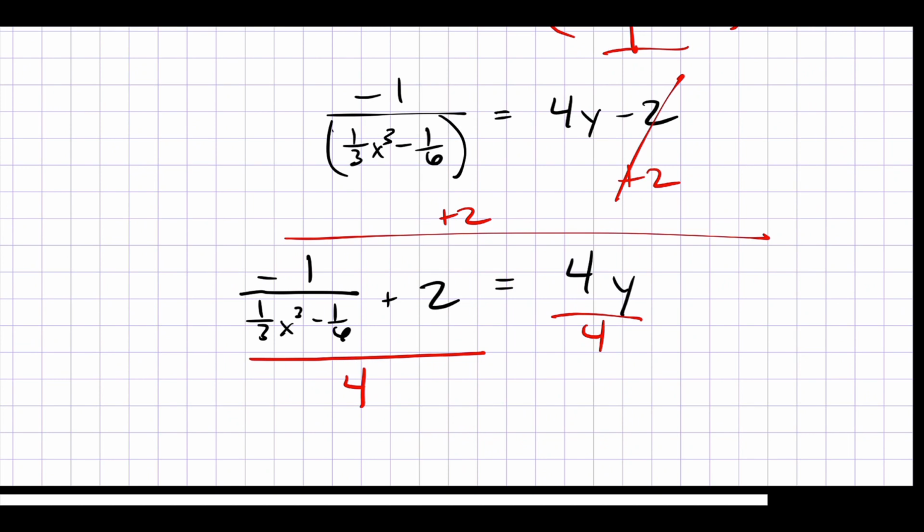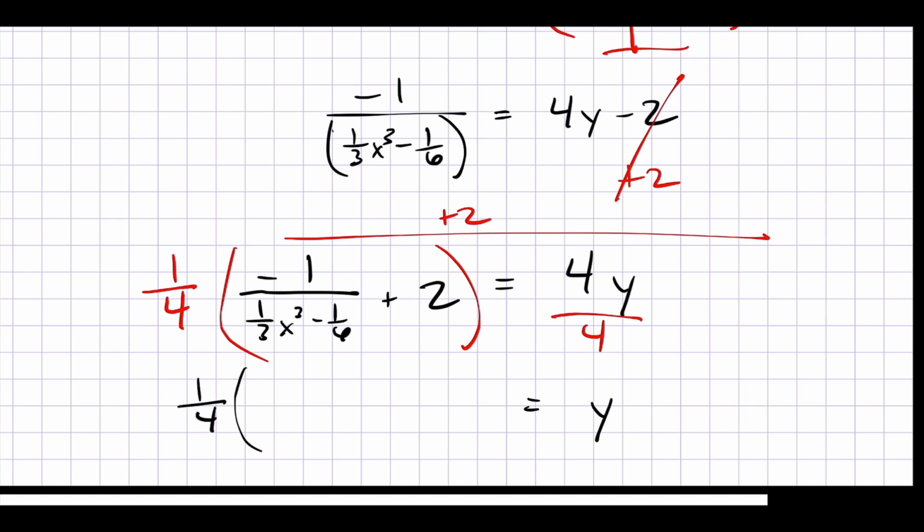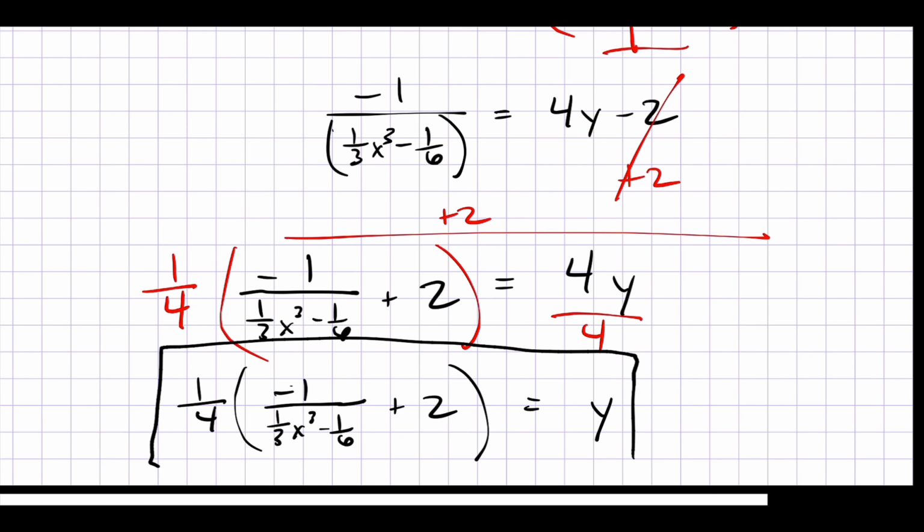Multiply by the reciprocal, yeah. So instead of dividing by 4, I would say multiply this guy by 1/4. So we get y equals 1/4 times negative 1 over 1/3 x cubed minus 1/6, plus 2. Y by itself. We're done. Okay.